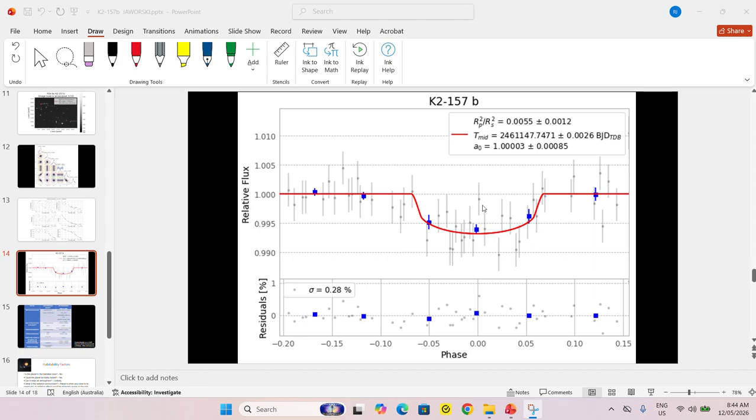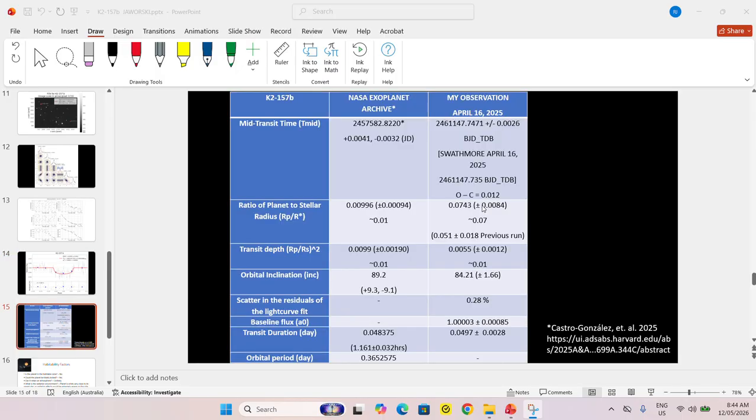So how did my observations compare with the NASA Exoplanet Archive data? Well, looking at the transit time, my observation was 2461147.7471, and Swarthmore predicted 2461147.735. So the observed minus the computed is 0.012.